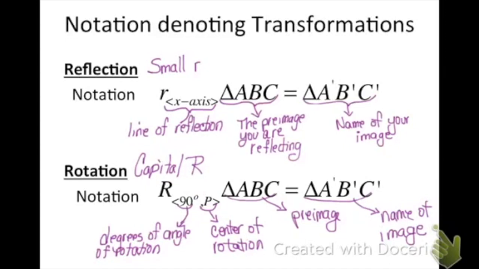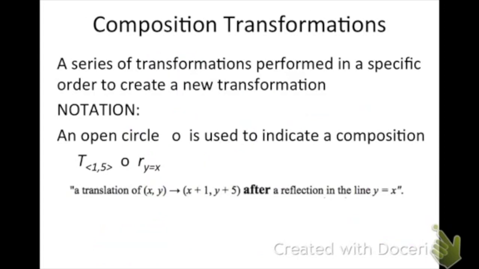All right, so you're kind of brought up to date on the notations that we will be using. There's one last thing I want you to look at, and that is a composition transformation. And that's where we have two or more transformations in a specific order. So it's a series of transformations performed in a specific order to create a new transformation. And we have some special notation for that. It is an open circle. So when you see an open circle, that means a composition transformation.